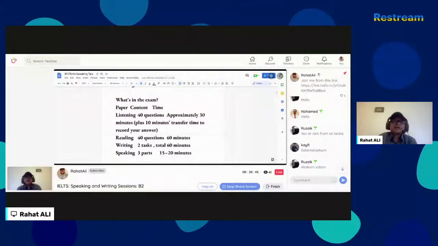Please bear in mind that for both task 1 and task 2, you must count your words. If your word count is less than 150 in task 1 and less than 250 in task 2, you are not going to get good marks.